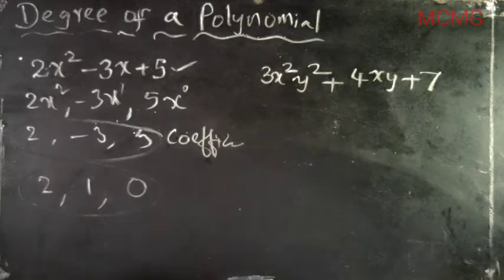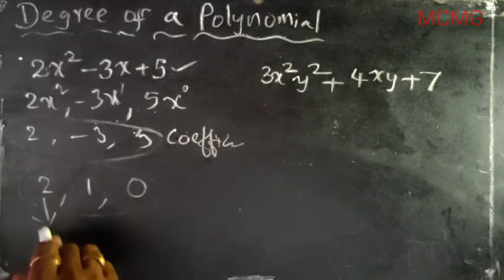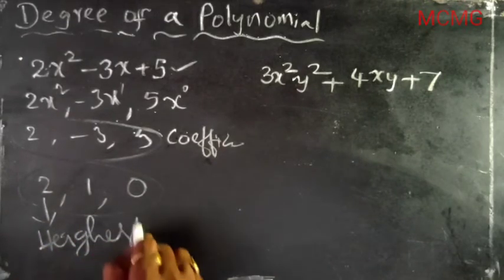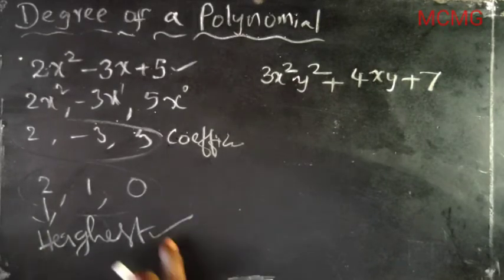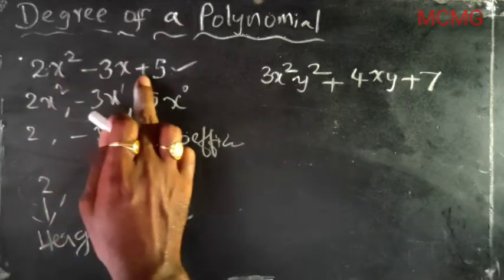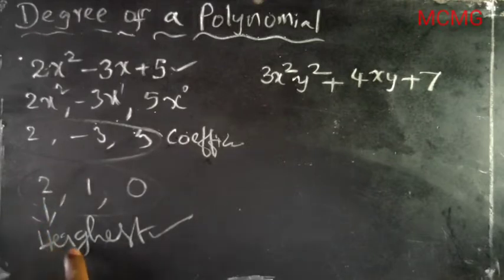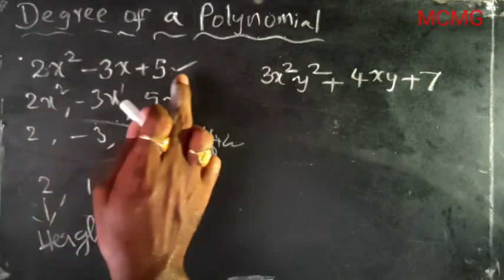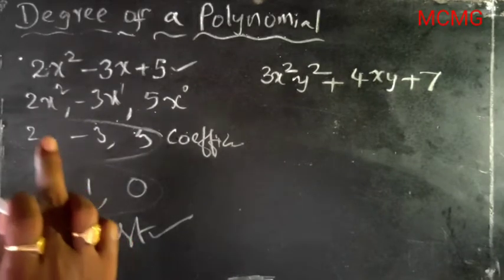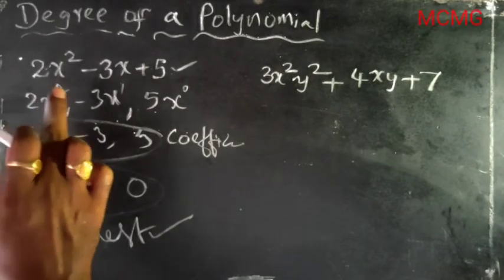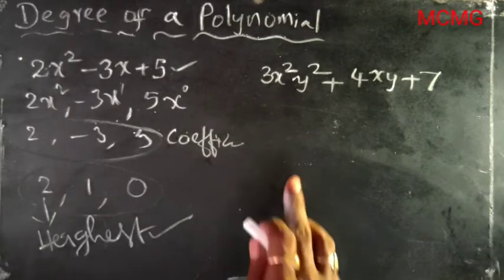Is it clear? So in this, which is the highest here? 2 is the highest exponent. So this highest number is called the degree of the polynomial 2x square minus 3x plus 5. So 2 is the degree of the polynomial 2x square minus 3x plus 5, since it is the highest index of the variable present in the given polynomial. Is it clear? Now observe the second example.